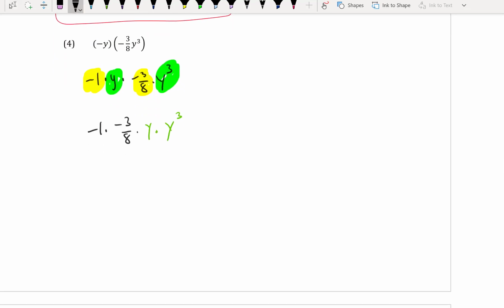So if I were to multiply the coefficients here, well, a negative times a -3/8 would give me a +3/8. And my y, you can think of it as a y to the 1 and y to the 3. So when I add that, 3 plus 1 is going to give me a 4. So my answer should be 3/8 times y to the 4th power.